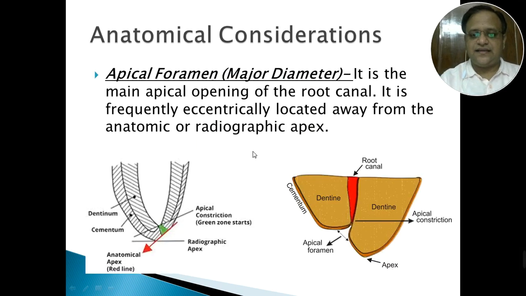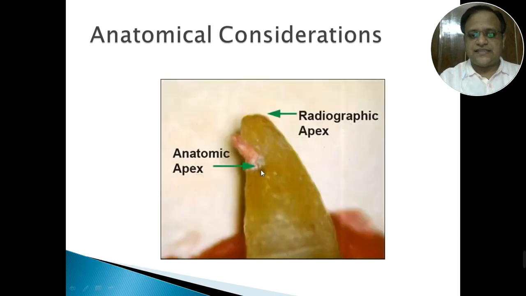As you can see, this anatomic apex is a point where the obturation material is extruding out, and this is far away from what the radiographic apex is. Radiographic apex can be seen, it will be illustrated on a radiograph, and anatomic apex is the actual point of junction of the pulp with the periodontium.